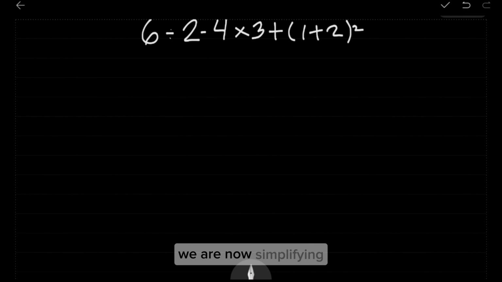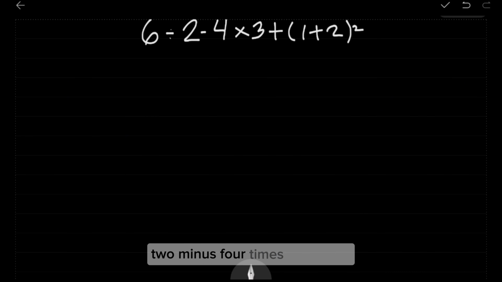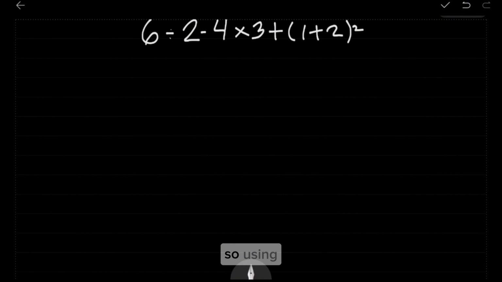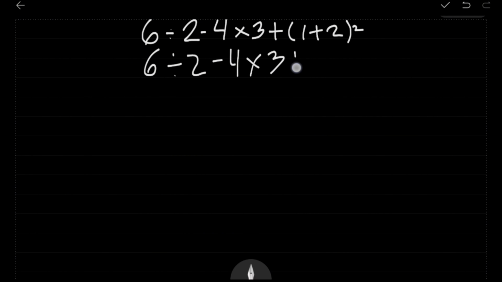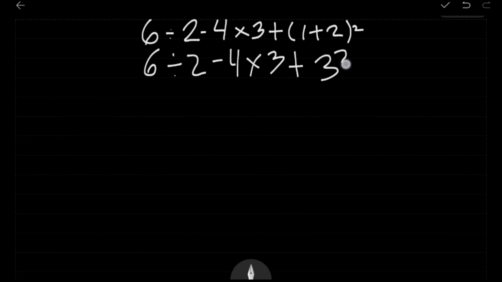We are now on simplifying numerical expressions involving integers. So the given problem: 6 divided by 2 minus 4 times 3 plus the quantity 1 plus 2, squared. Using the GEMDAS rule, we will first evaluate what is inside the group. Inside the group, we have 1 plus 2. So we will write this as 6 divided by 2 minus 4 times 3 plus the value of 1 plus 2, which is 3 squared.